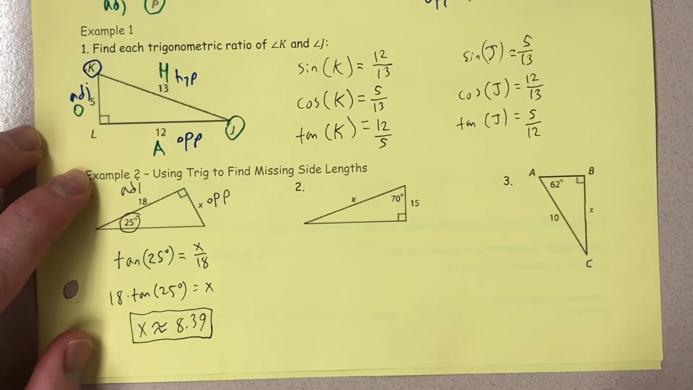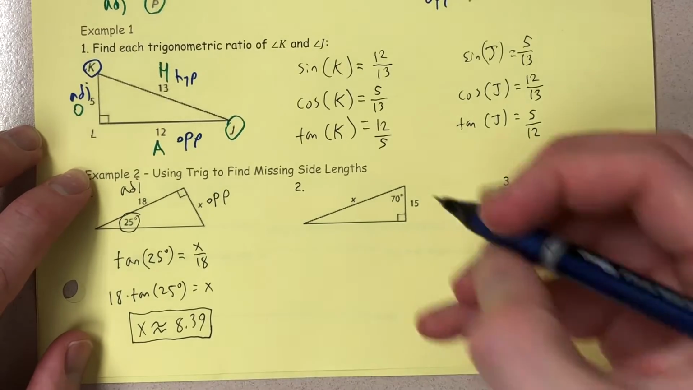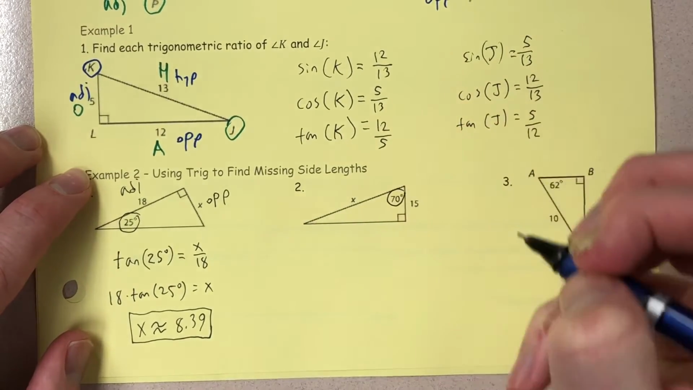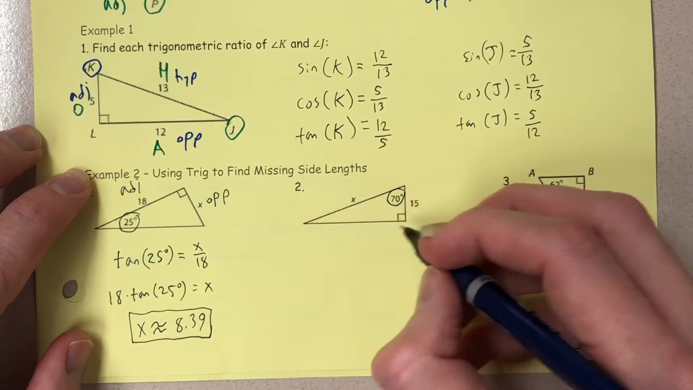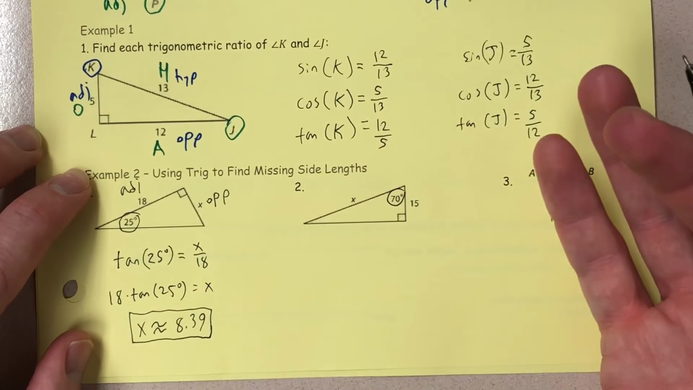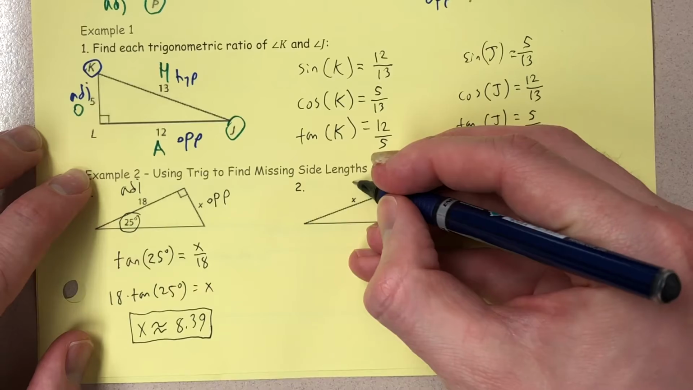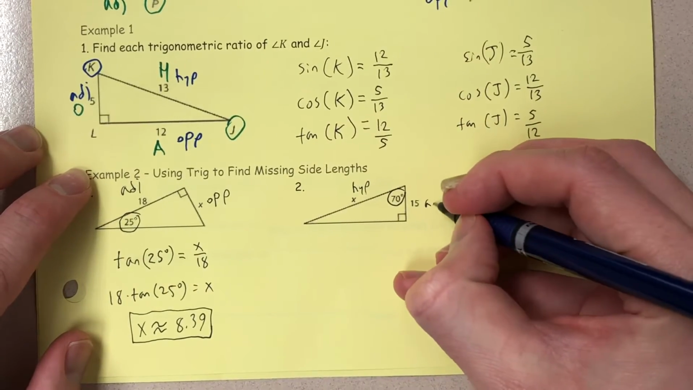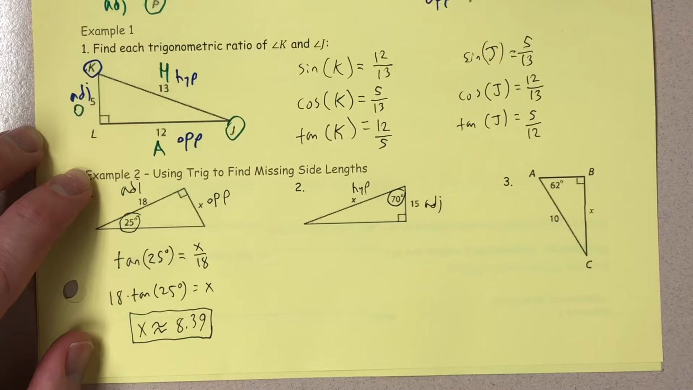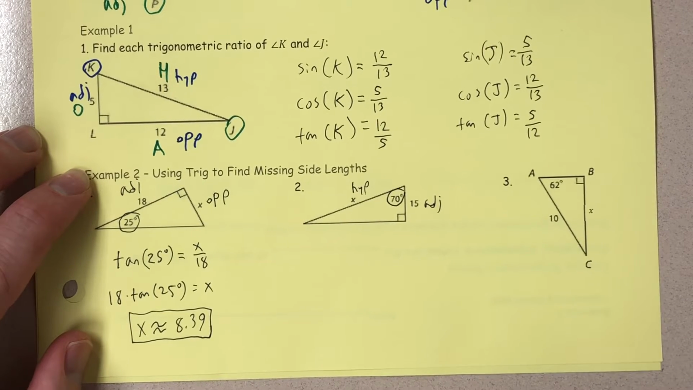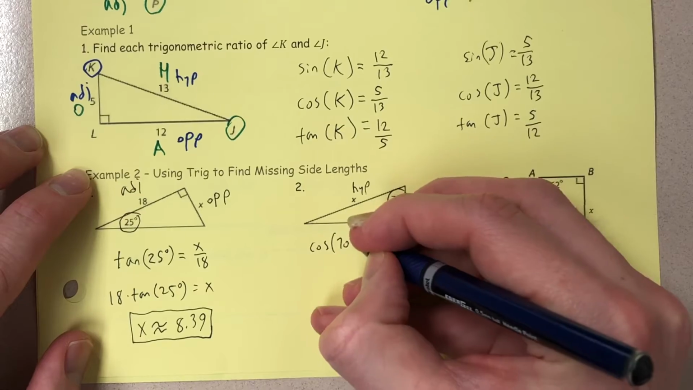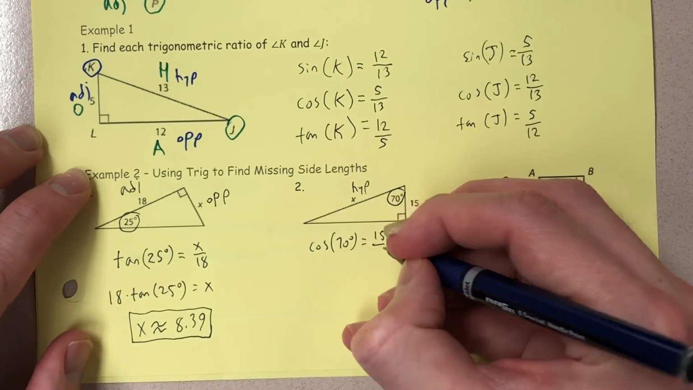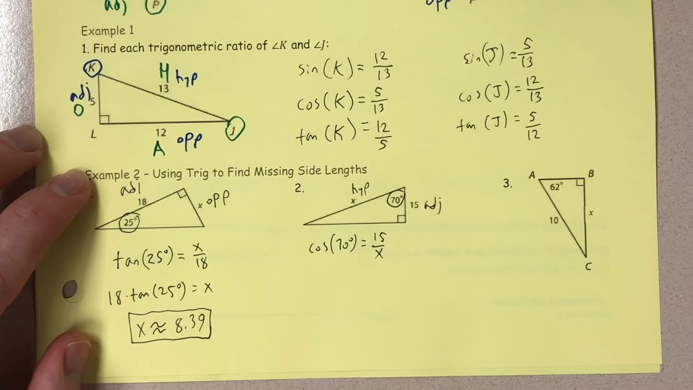So our next triangle here for number 2, we're talking about 70 degrees. So 70 degrees is our angle we're looking from. We do not have an opposite here. This is a blank side, so that's not very helpful to us. X is our hypotenuse, and 15 is our adjacent. So our trig ratio with hypotenuse and adjacent is cosine. And so cosine of 70 degrees equals 15 over x.